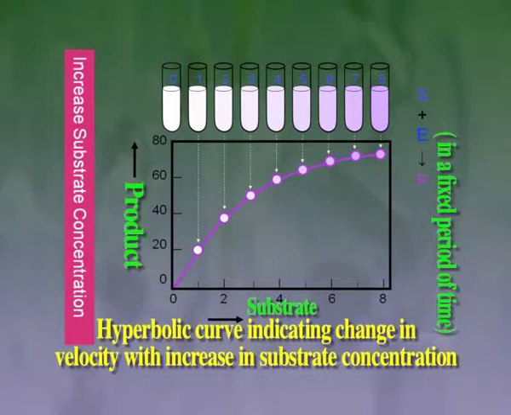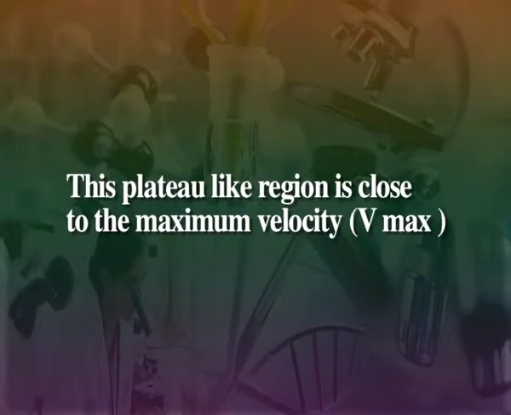And a point is reached where further increases in velocity become vanishingly small as substrate concentration increases further, meaning it plateaus. This plateau-like region is close to the maximum velocity that a reaction can reach. So, before the substrate is converted to product, it is held in an enzyme-substrate complex, the ES, which is the key to understanding this kinetic behavior.